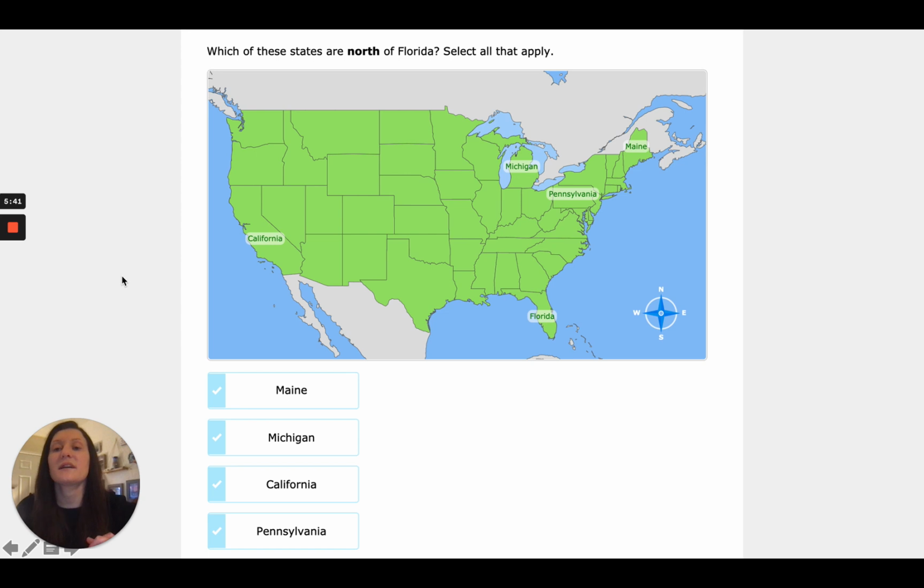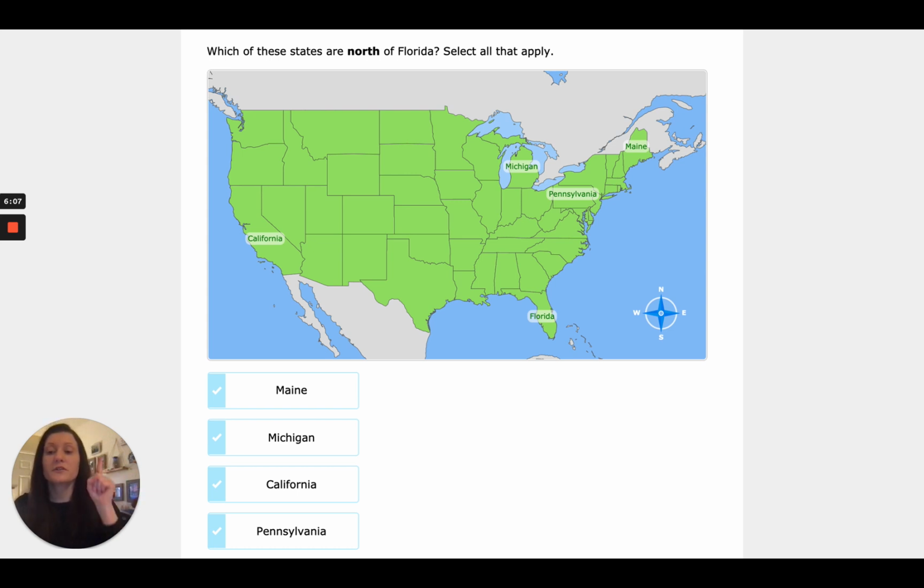All right, so let's look at one more example here. This time it says, which of these states are north of Florida? Select all that apply, so we could have more than one. We need to know two things for this one. First, we need to know which way is north, and we also need to know where the state of Florida is.